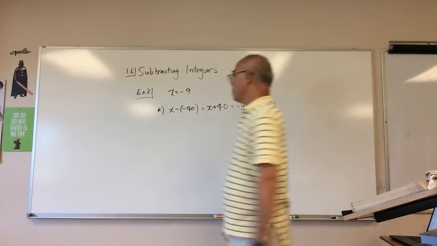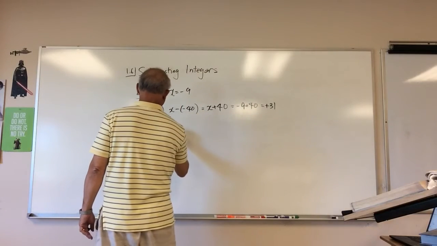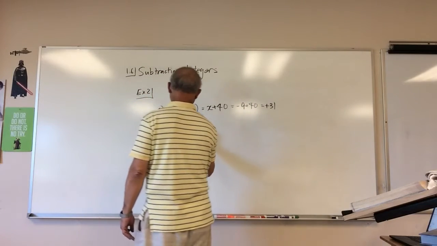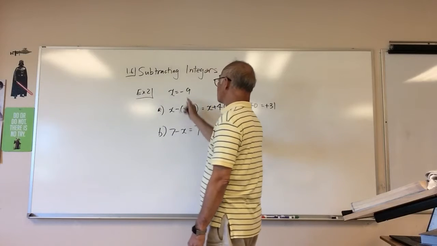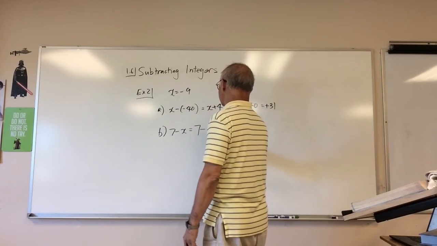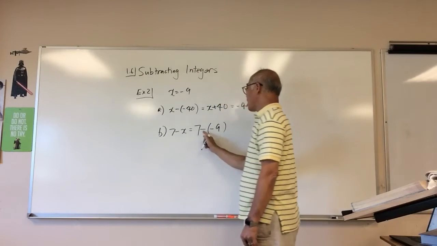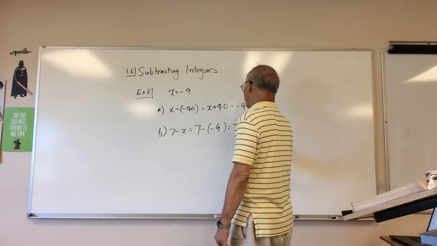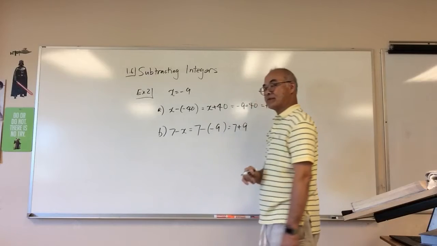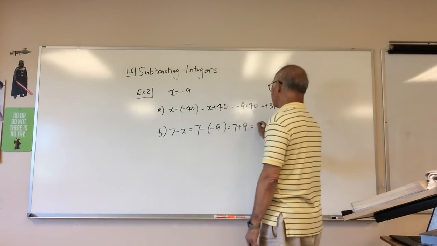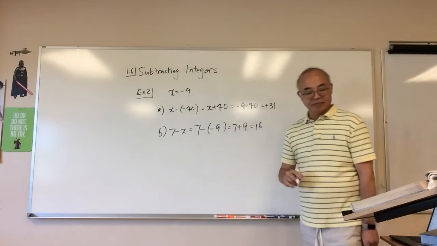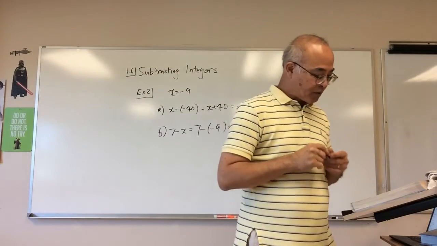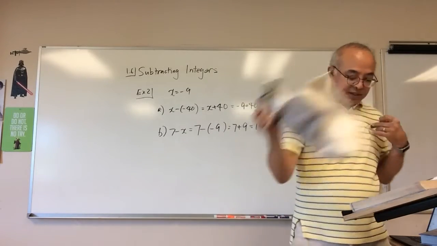Okay, the other one, B. 7 minus x. So 7 minus, where x is, I'm going to put negative 9. Again, I have a minus minus, or negative negative thing here. So this is the same as a positive. 7 plus 9 is 16. Okay, so that's how you work that. Let's see if we can do example number 3.